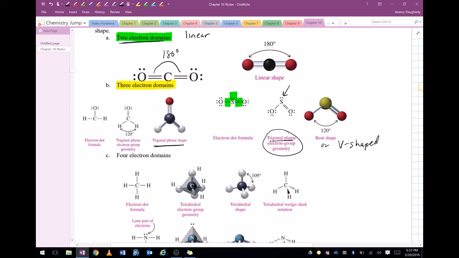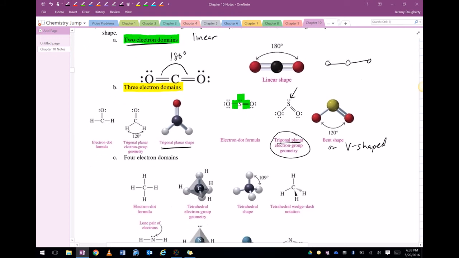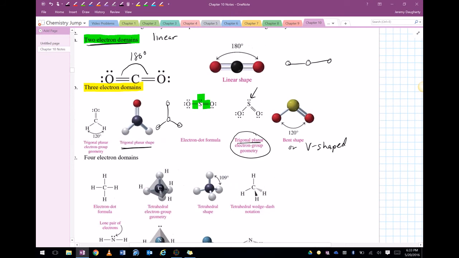Now let me show you how to draw these real quick. For the linear, it's pretty simple. It just looks like this. That's how we draw it. For the trigonal planar, just as you see it there, looks like that. Now once we start to get lone pair electrons, we do something slightly different. So here's your sulfur. Here's your oxygen atom. Here's your oxygen atom. Now we draw a balloon and we put a couple dots in there, and those are the lone pairs. So those are the lone pair electrons.